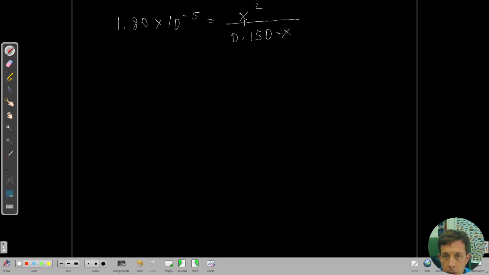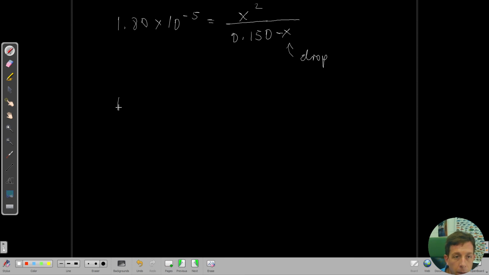However, we don't need to solve for a quadratic because we can assume that this change right here is very, very small. So the ionization is very small. We can make an assumption that this is small and we can drop it. Drop this x in the denominator.